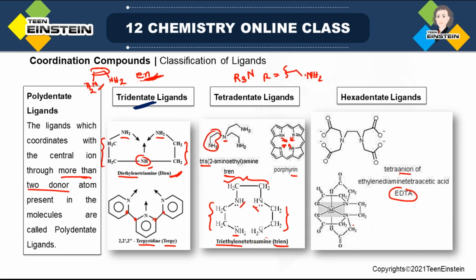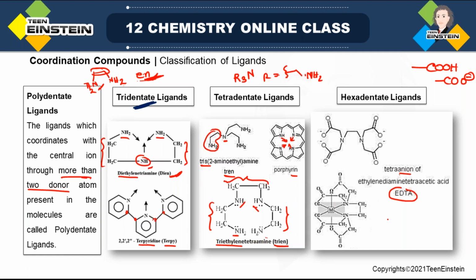Because when we say tetraacetic acid, that means 4 CO2H groups must be present. But if all the CO2 groups are present in the form of carboxylate, CO2 minus, then what do you call it? You will call it the anion of the acetic acid, or you can say it is acetate.